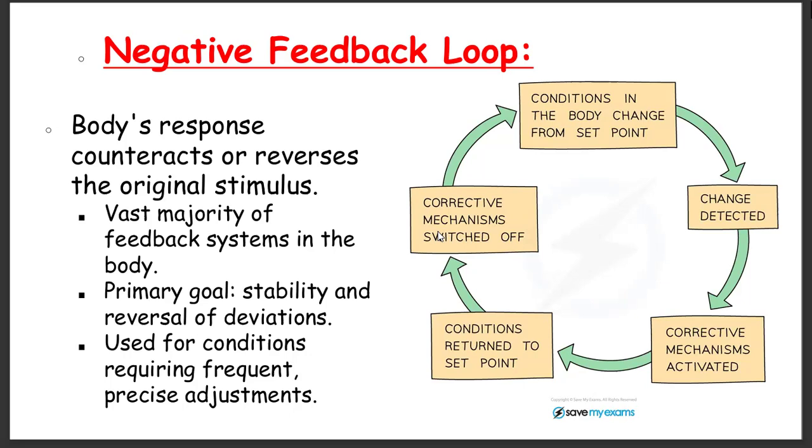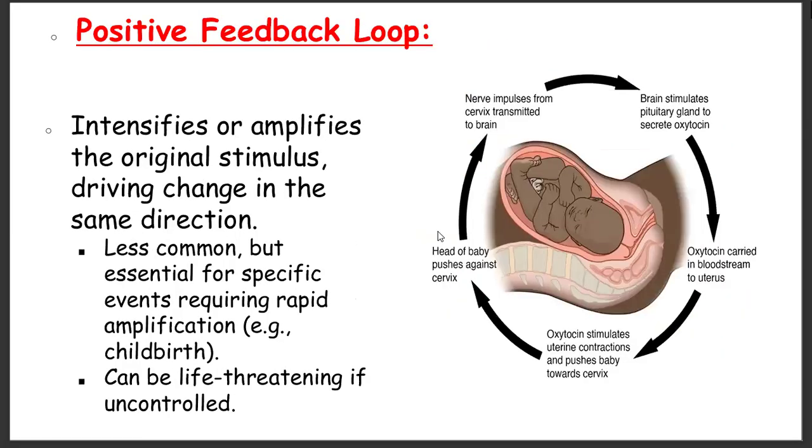So this is the most common one. In case you find such a question in your MCQs, that's actually the most common feedback loop that is employed by the majority of homeostatic mechanisms, or the homeostatic loops in the body. The other one is what we call a positive feedback loop.